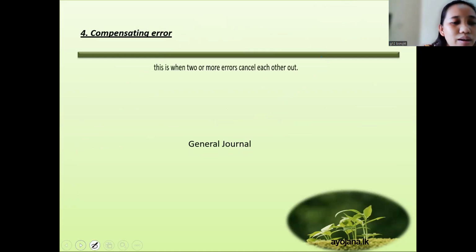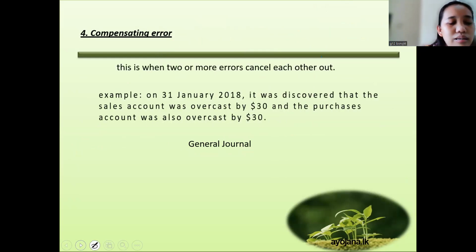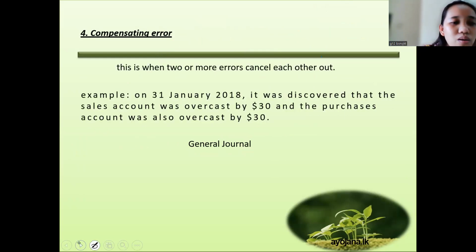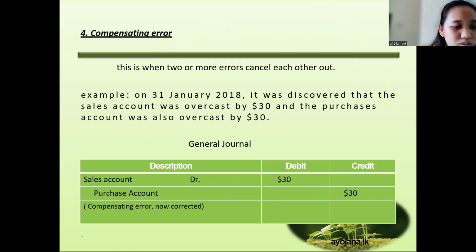In here, you just find from the totals. Okay, this is when 2 or more errors cancel each other. Let's go just to the example.